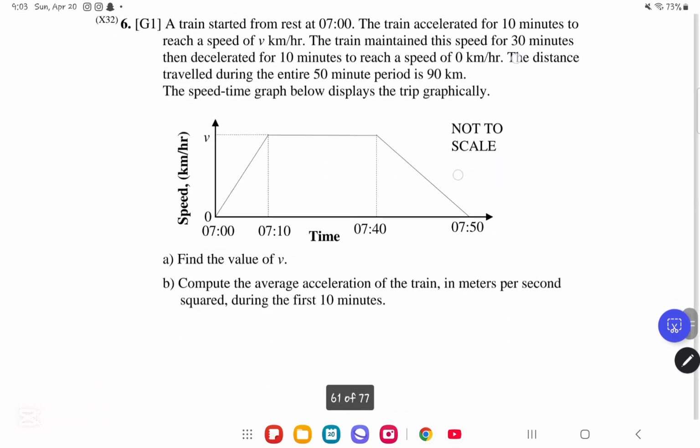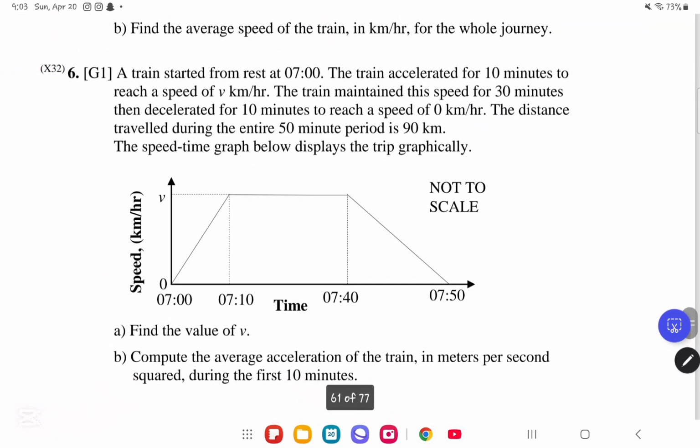We move on to question number 6. A train started from rest at 7 o'clock. The train accelerated for 10 minutes to reach a speed of v kilometers per hour.